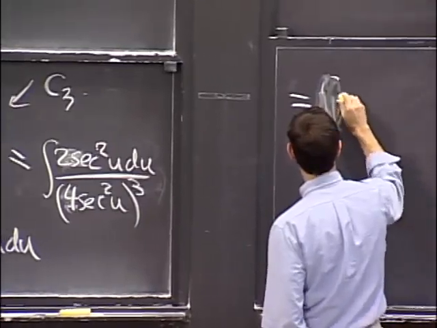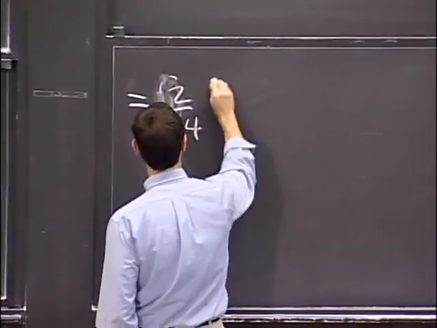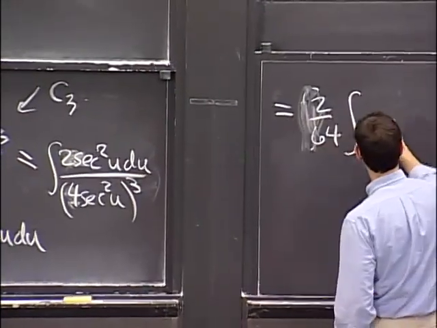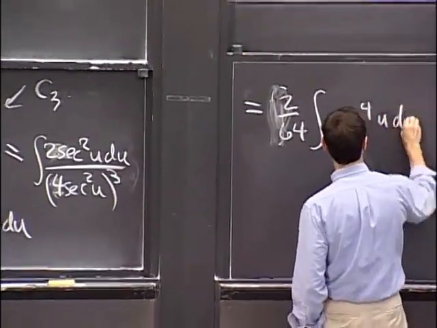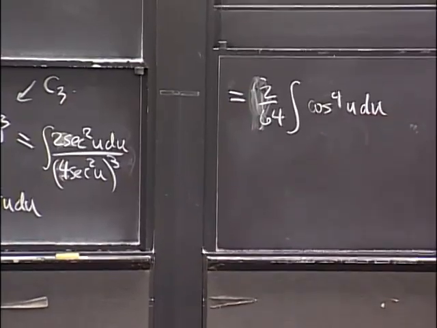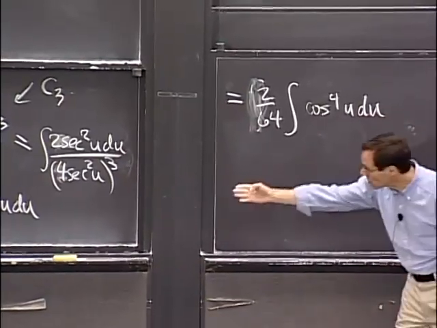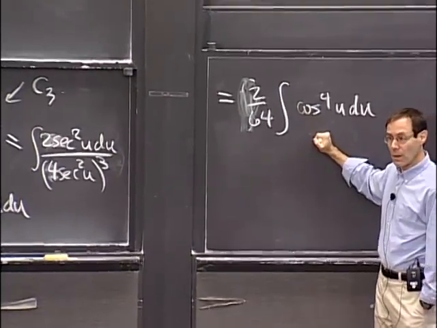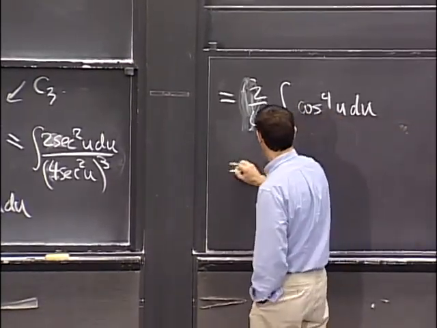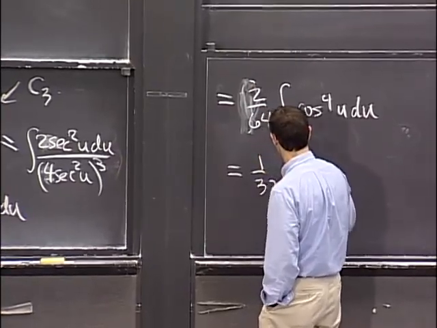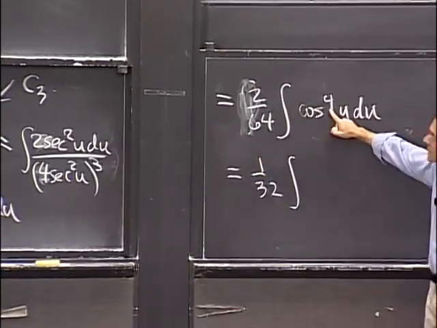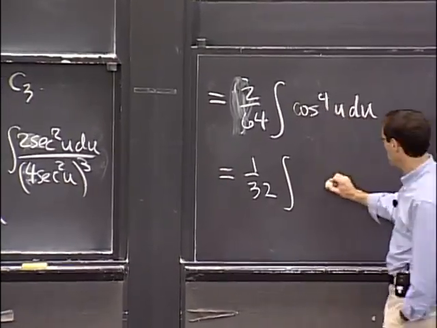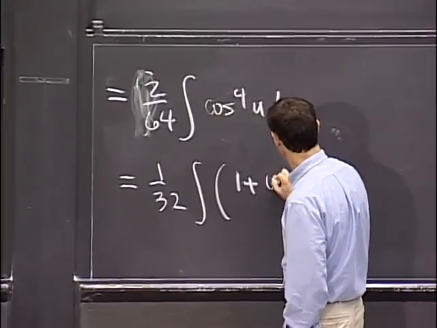That is, let's see, it's 2 over 64 times the integral of secant to the 6th power and secant squared. That's the same as cosine to the 4th. And now you did a trig substitution, but you still have a trig integral. The trig integral now, there's a method for this. The method for this is when it's an even power, you have to use the double angle formula. So that's this guy here.